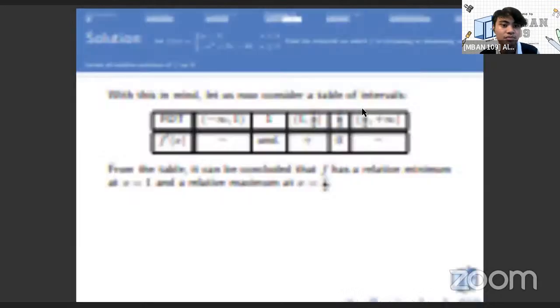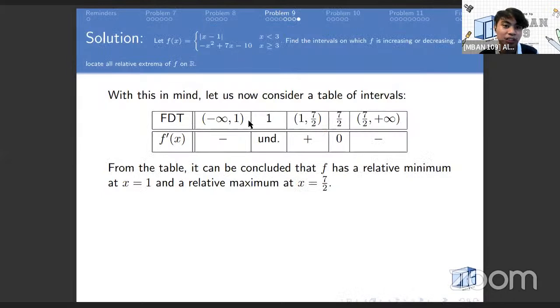So ayun, nasagot natin yung tanong na yun, intervals natin from which f is increasing or decreasing. And the relative extrema of f, which are at x equals 1, meron tayong relative minimum. At x equals 7 halves, meron tayong relative maximum.